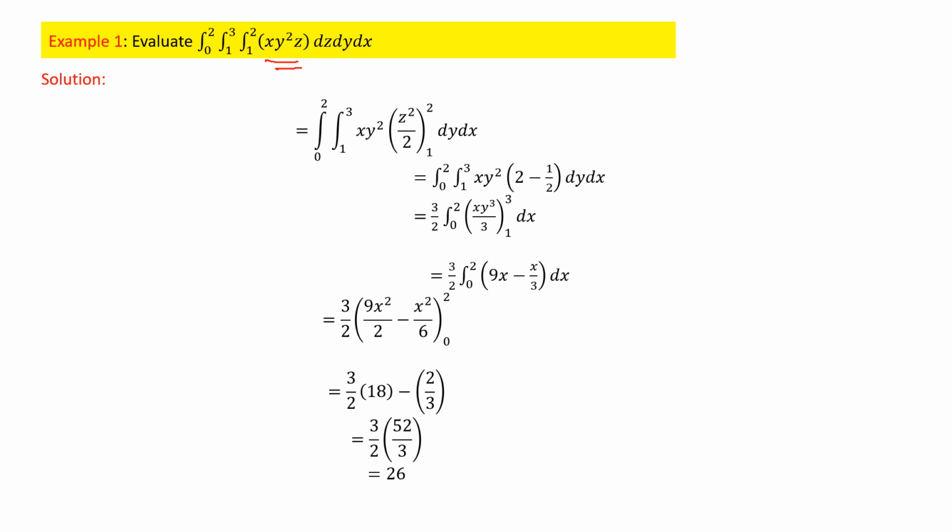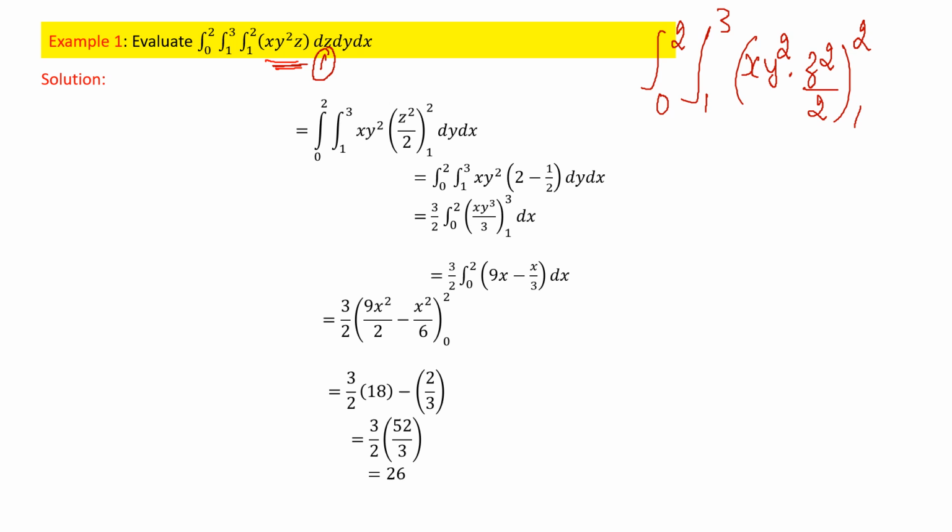I keep the outer integrals 0 to 2 and 1 to 3 as they are. The function is x y to the power 2 z. I am going to perform the integration with respect to z first. So x and y power 2 I am treating as constant terms. Integration of z will be z squared by 2. Then I have to substitute the limits for z, which are 1 and 2.